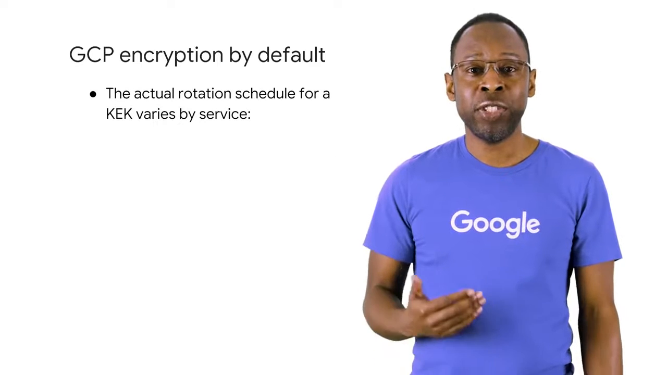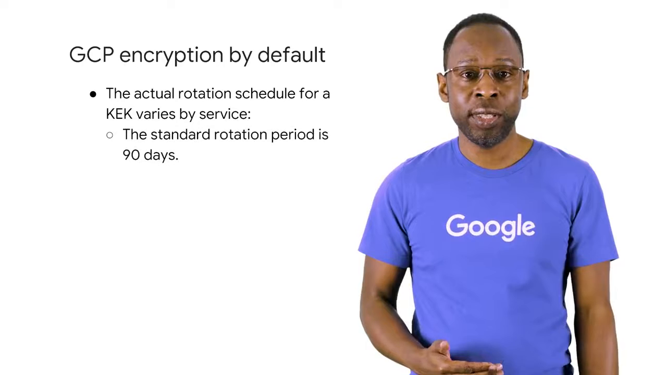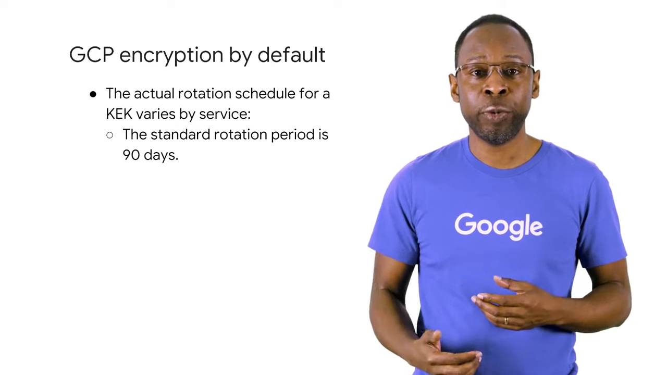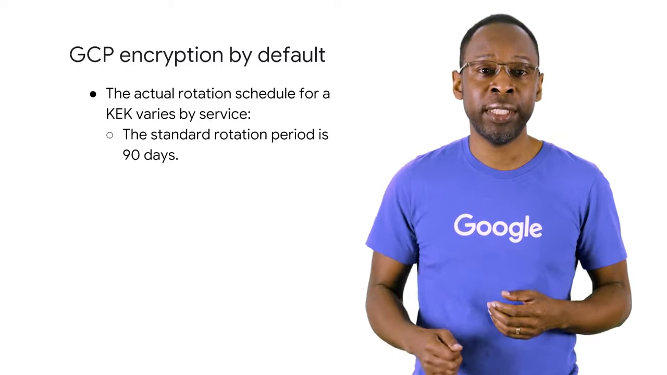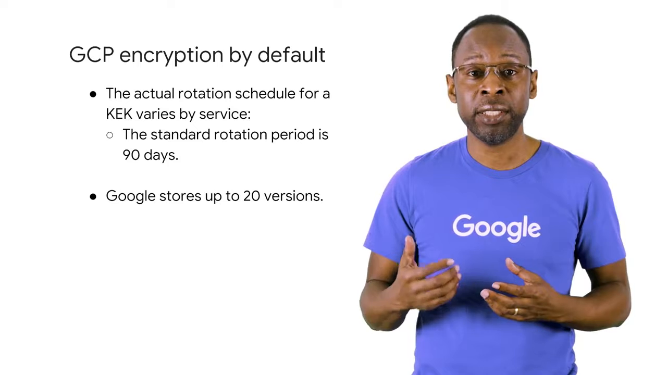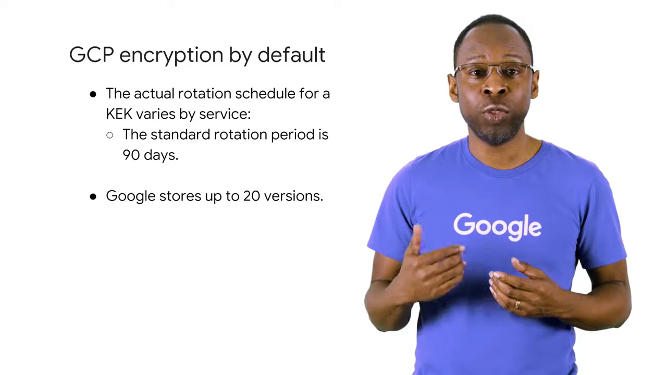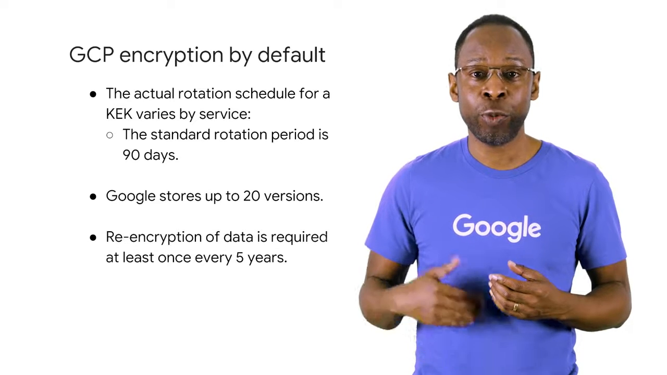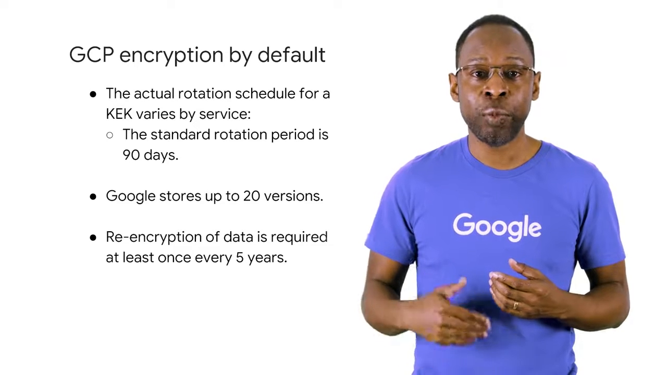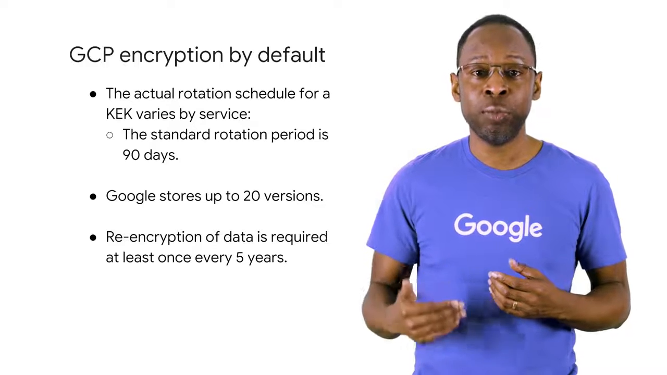Google also manages the key rotation schedule. This schedule varies slightly depending on the service, but the standard rotation period for KEKs is every 90 days. For example, Google Cloud Storage specifically rotates its KEKs every 90 days and can store up to 20 versions, requiring re-encryption of data at least once every 5 years, though in practice data re-encryption is much more frequent.